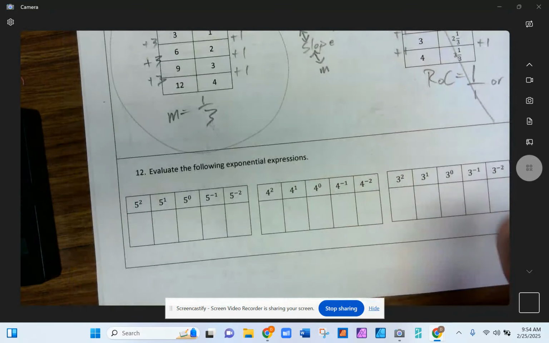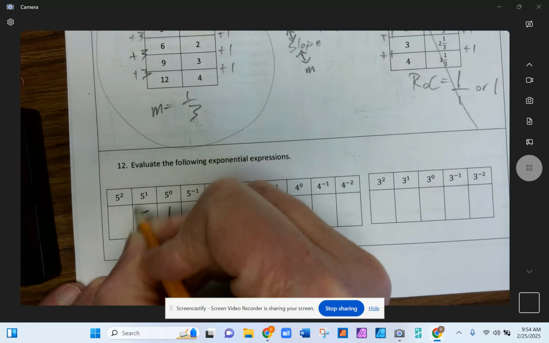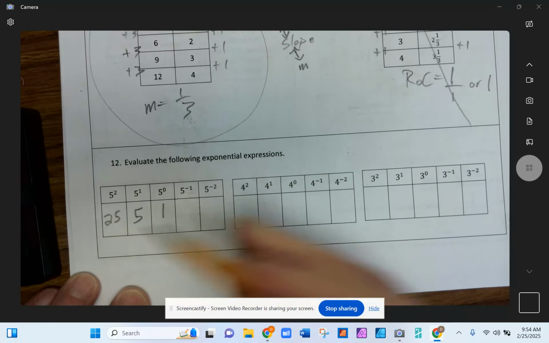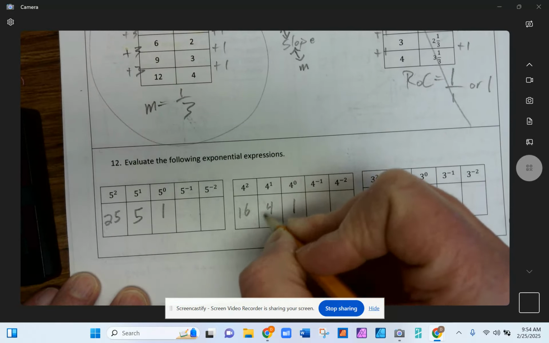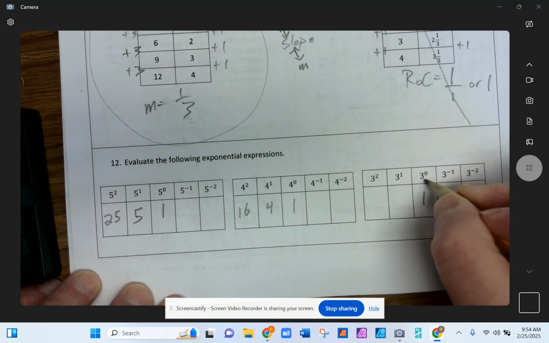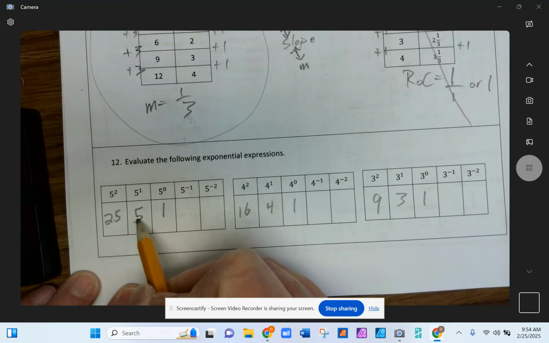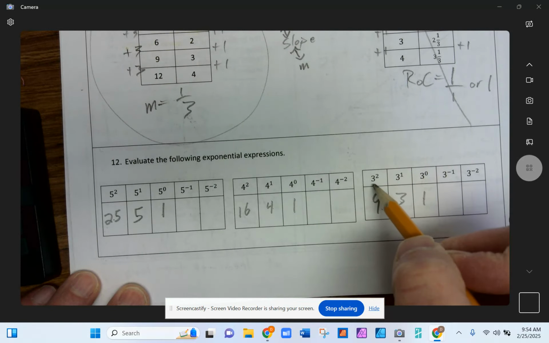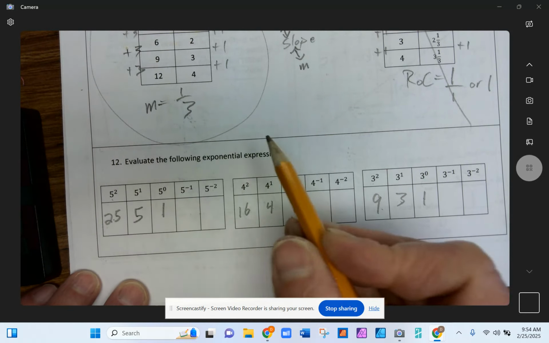Okay. Following exponential expressions, 5 to the power of 0 is 1, 5 to the power of 1 is 5. 5 squared, which we should know by now is 25, right? So then let's follow that same pattern, right? 4 squared is 16. 4 to the power of 1 is 4. 3 to the power of 0 is 1. 3, and then 9, right? If we're multiplying by 5 to get this way, or multiplying by 4 this way, or multiplying by 3 this way, you'll notice that I'm multiplying by the base each time, right?